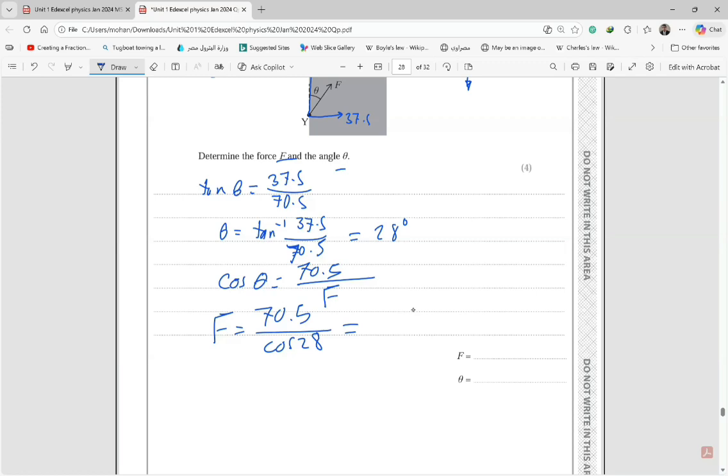So F equals 70.5 over cosine 28, which equals 79.84, approximately 80 Newton. So the force is 80 Newton and the angle is 28 degrees.